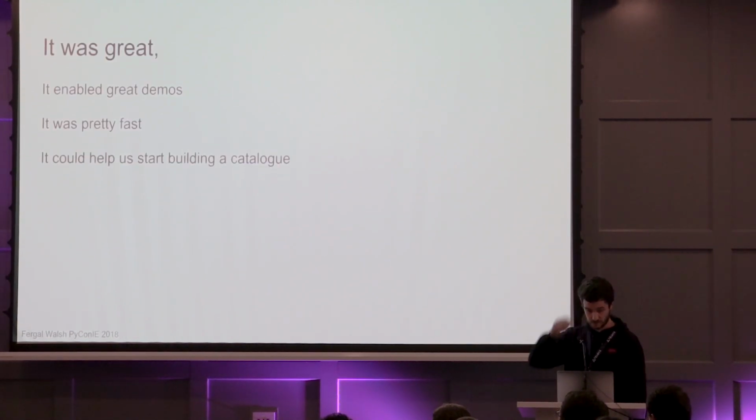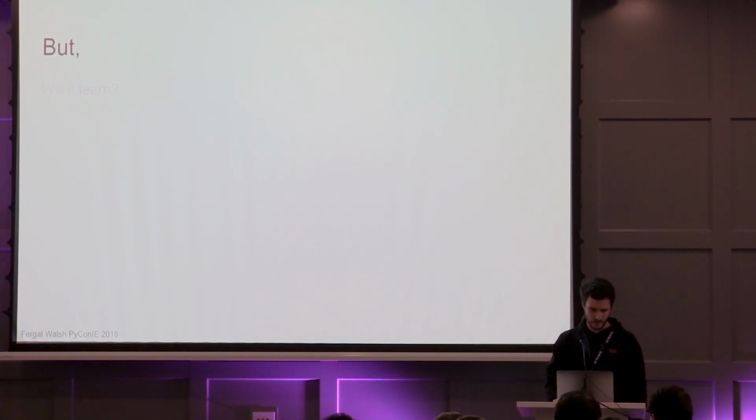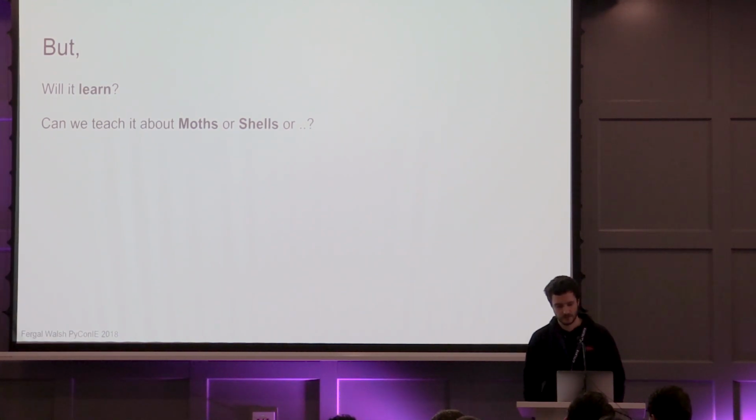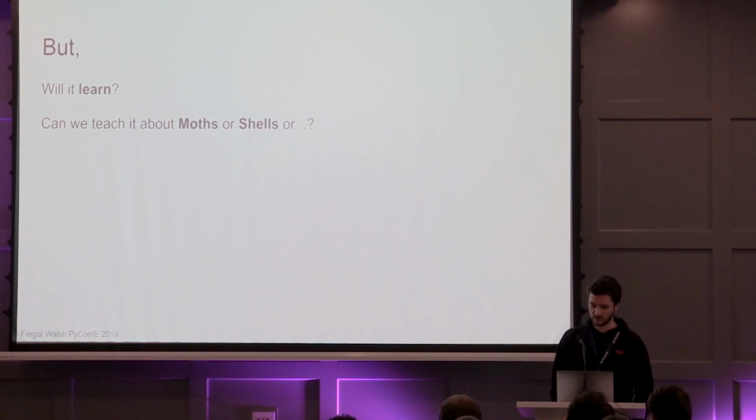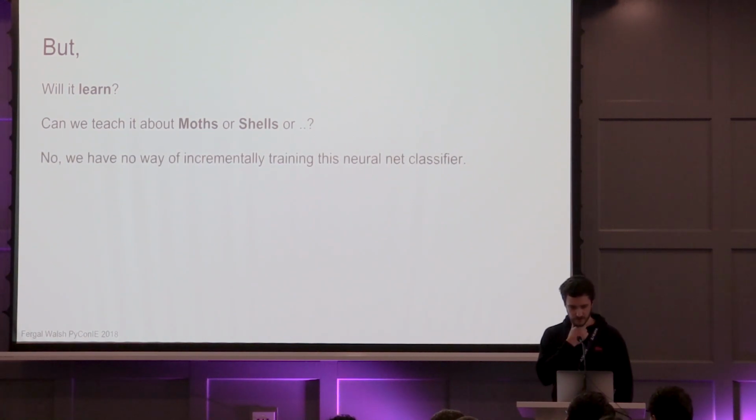And this was great because it enabled us to do some nice demos to show to potential users of this app about how we could quickly classify your images into all sorts of different categories. It was fast, and it could help us on the step of building this catalog. But will it be able to learn? Can we teach it about moths or shells? So, for example, it knew about butterflies, but it didn't know about moths. But say if we have a lot of moth images, can we teach it about moths? Or some new category like shells? And unfortunately, no. We can't incrementally train this classifier.